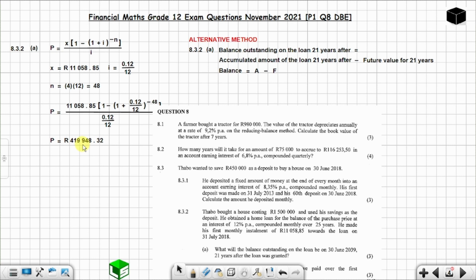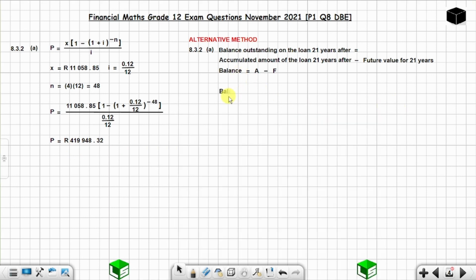So let's use this method. If you want, you can use this method or the one I'm going to show you now. But do not use both methods in the exam. So let's use this method and see if we can get the same answer. Let me close this for now. So the balance is equal to the compound interest formula, which is this one, I hope you know it, minus the future value formula, which is this one.